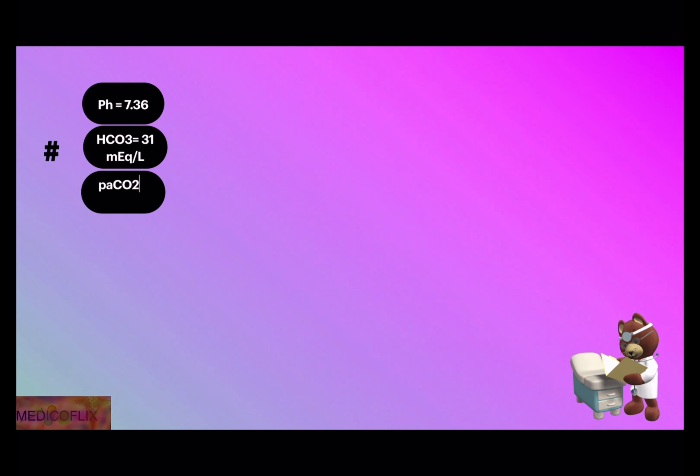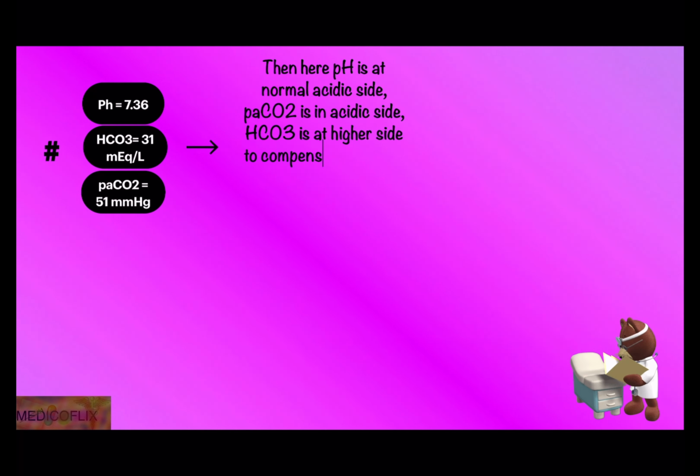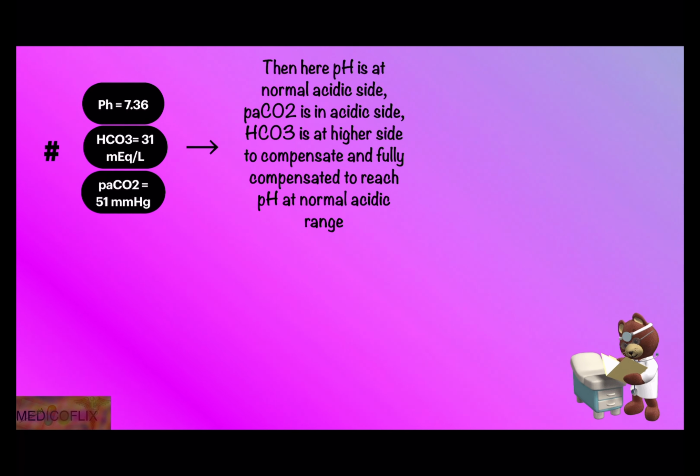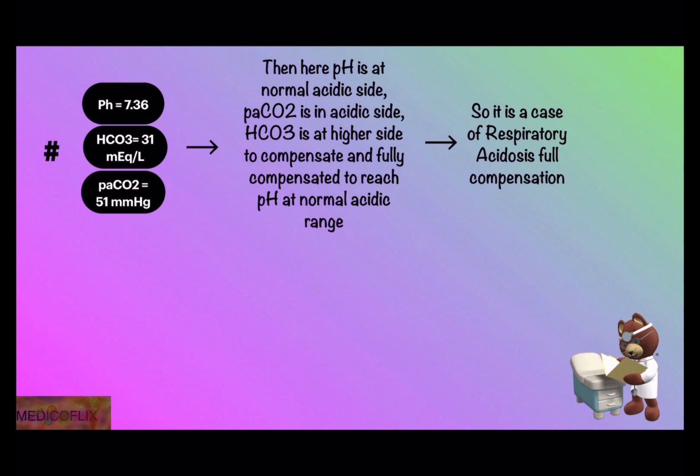Let's see some more examples where pH is 7.36, bicarbonate is 31 MEq per liter, CO2 is 51 mmHg. Then here pH is at normal acidic side, CO2 is on the acidic side, bicarbonate is at higher side to compensate and fully compensated to reach pH at normal acidic range. So it is a case of respiratory acidosis full compensation.